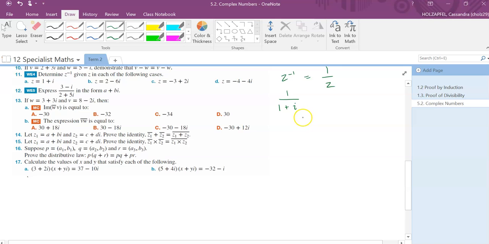And this is where the conjugates come in, because I'm going to multiply by 1 using the conjugates. So what I mean by that, the conjugate of this is going to be 1 minus i. Now, because I don't actually want to change the value of this, I'm just finding an equivalent fraction.